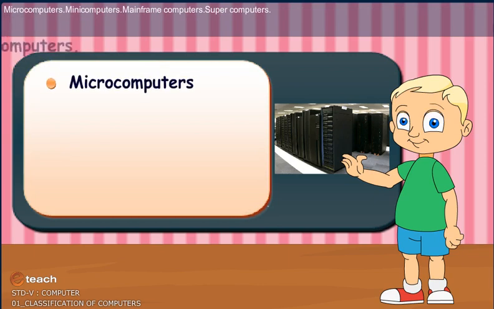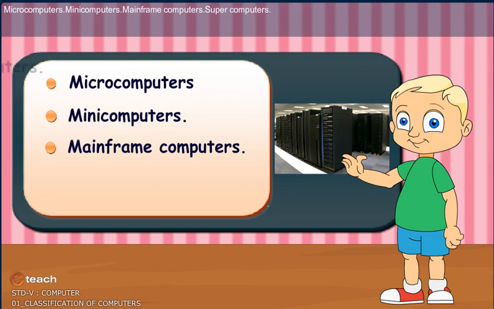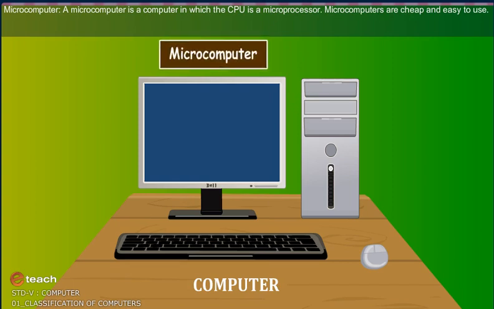1. Microcomputers, 2. Mini computers, 3. Mainframe computers, and 4. Supercomputers. First one is microcomputer. A microcomputer is a computer in which the CPU is a microprocessor.